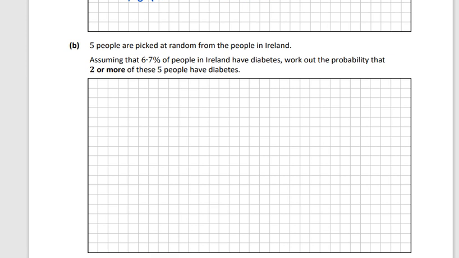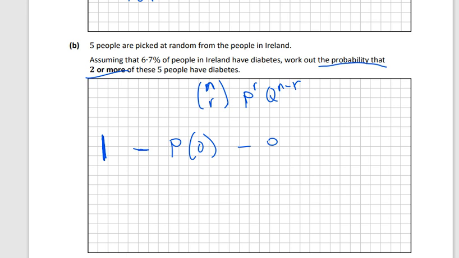Part B of the question then, this is going to be using the kind of binomial probability. Work out the probability that two or more. So for two or more, we're going to do 1, take away the probability of 0, take away the probability of 1. That would include if it was exactly 2, exactly 3, exactly 4, or exactly 5. So that's what we're going to do.